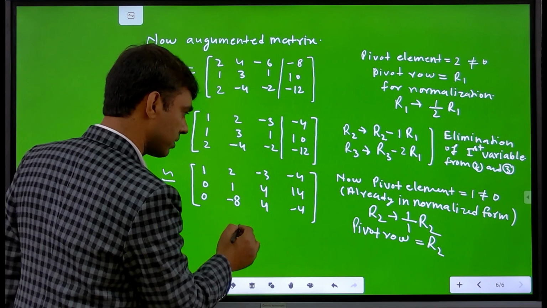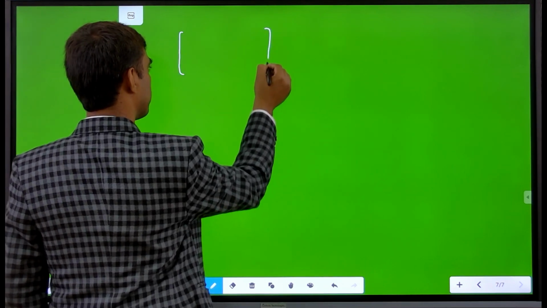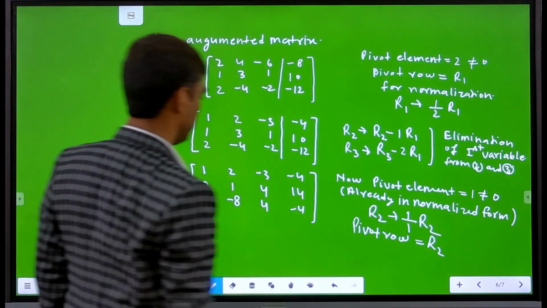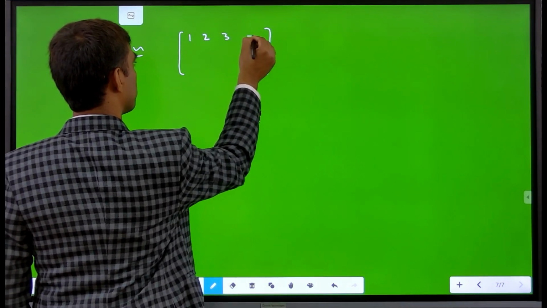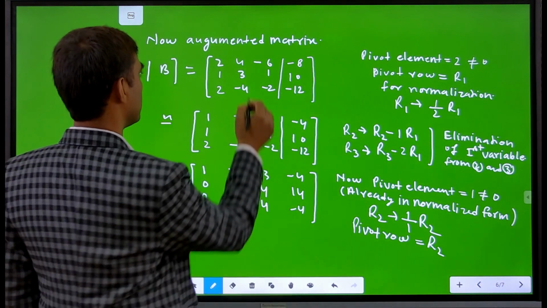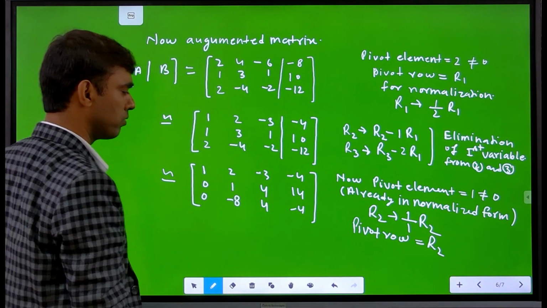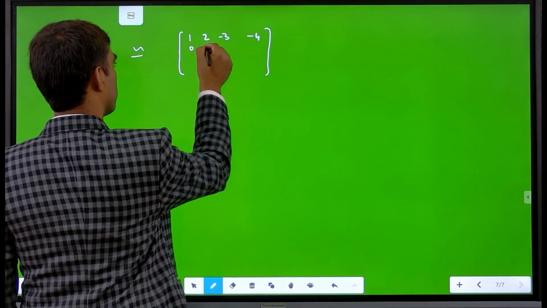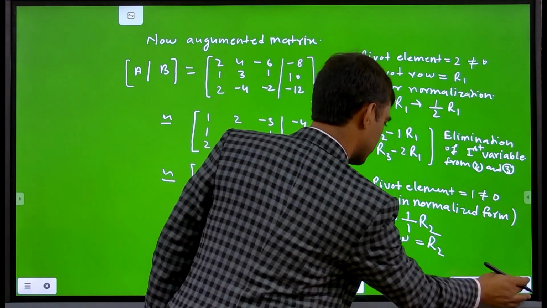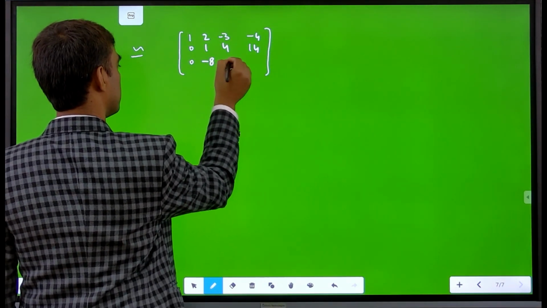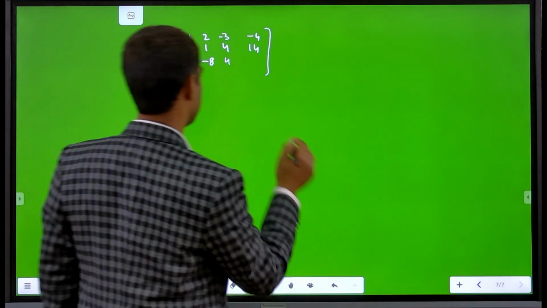So for elimination, here, once we write the equivalent matrix again. The matrix is: 1, 2, minus 3, minus 4. Next one is 0, 1, 4, 14, and next one is 0, minus 8, 4, minus 4.